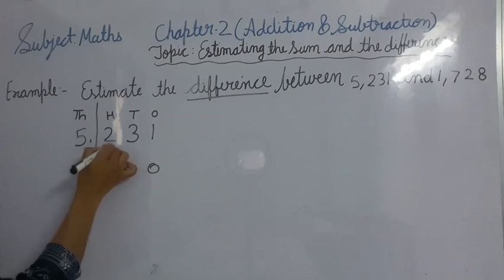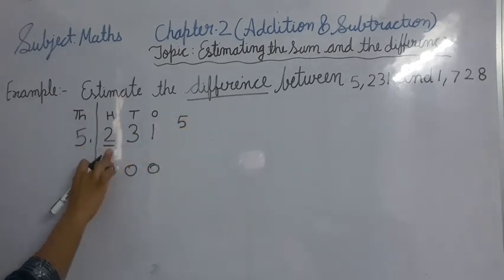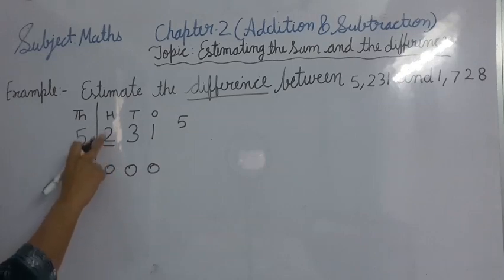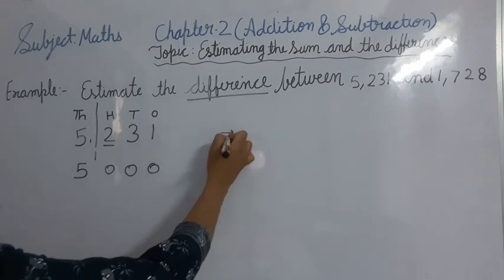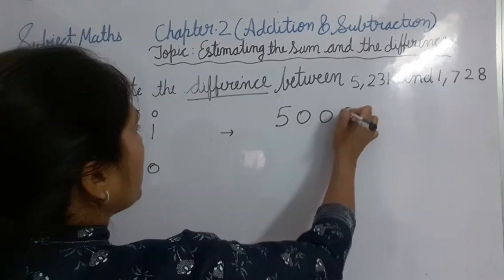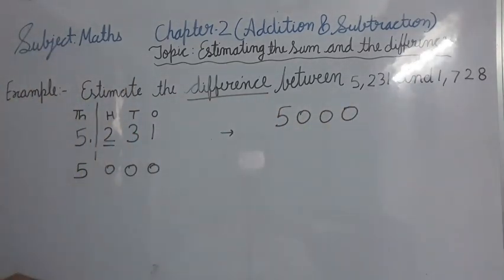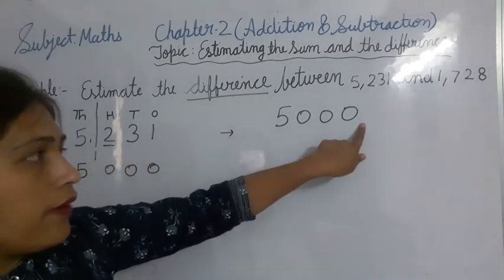And we'll compare this digit with 5. It is less than 5. Yes, 2 is less than 5, so we won't change this digit. It will stay the same. Yes, round down. So 5000. In place of this number, we can now write 5000. It means when you round 5231 to the nearest 1000 place, you will get 5000.